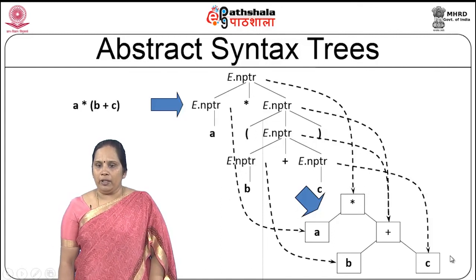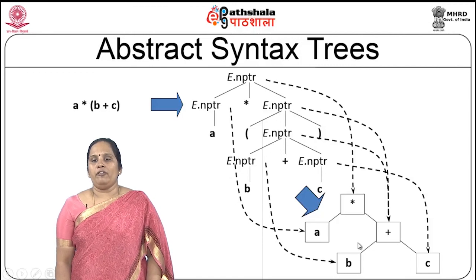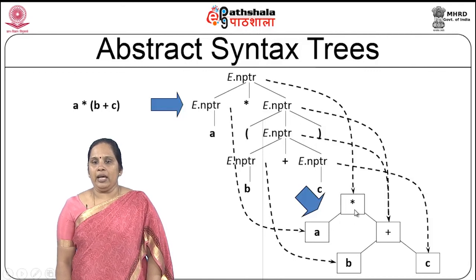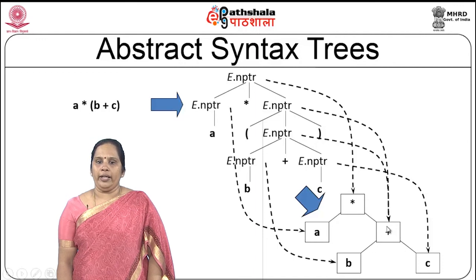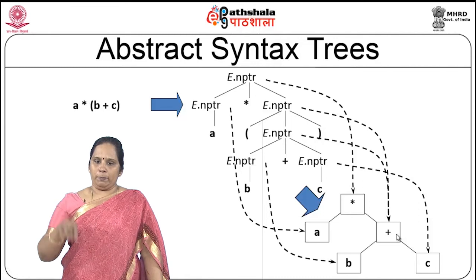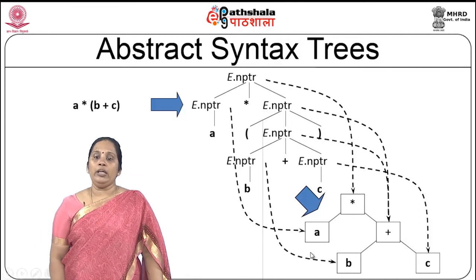This is the corresponding representation for this particular syntax tree. So the star node is here, LHS is a, RHS is a plus node which is an E dot node pointer, right? That E dot node pointer again is going to be a node whose operator is plus, whose LHS and RHS are going to be b and c respectively.